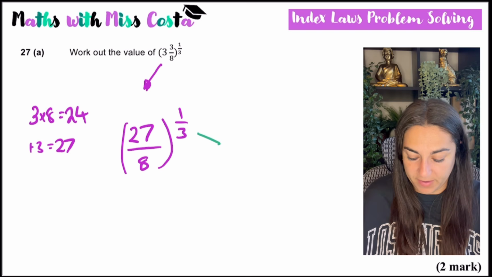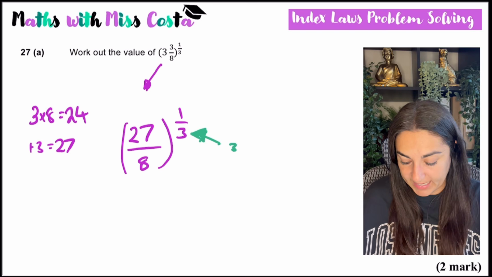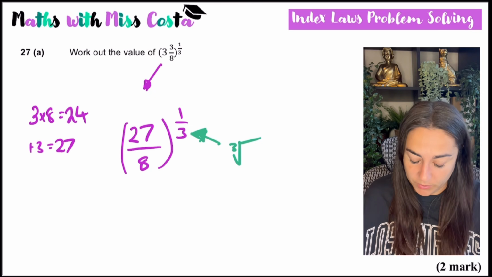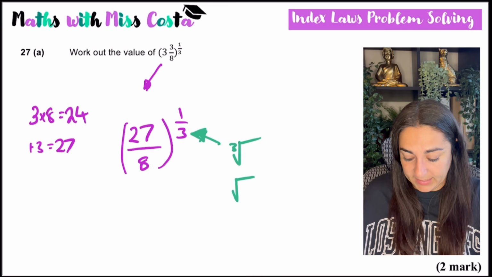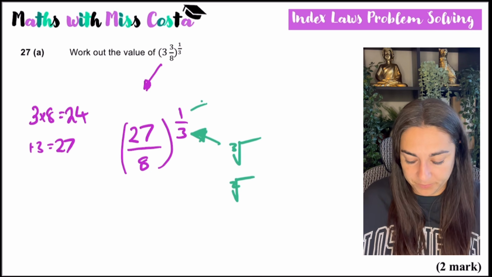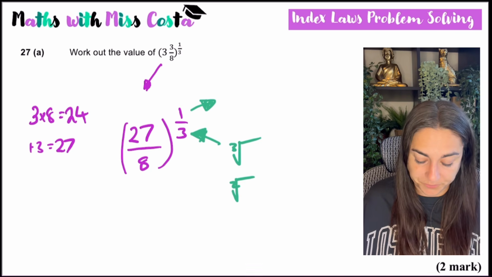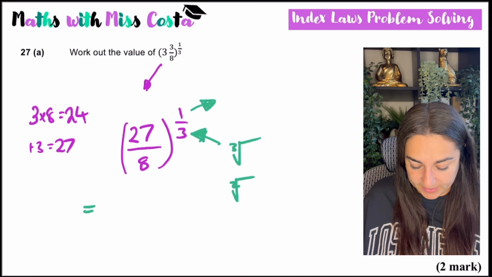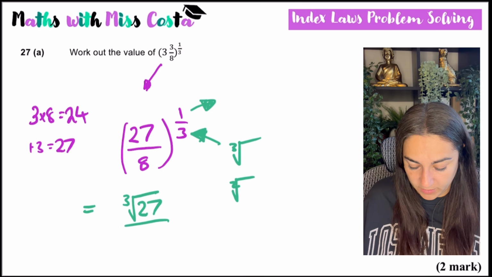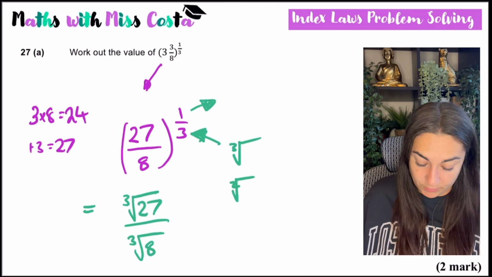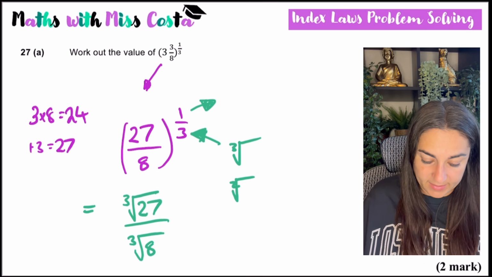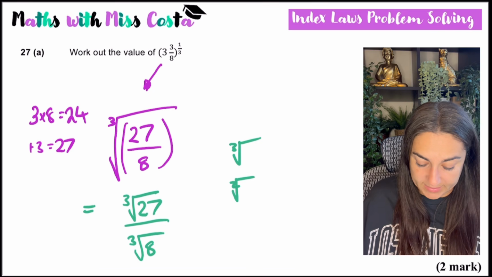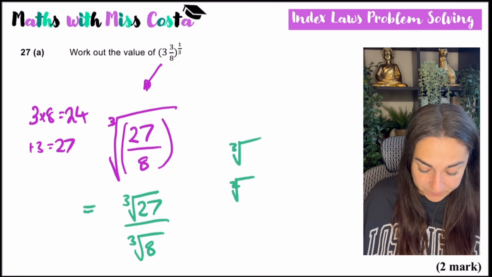Now, what does to the power of a third mean? Remember, the denominator is what we're taking the root of. So to the power of 1 over 3, I want the cube root. If it was 1 over 2, it would be square root and so forth. And the numerator is what it's to the power of. Because it's 1, it's to the power of 1, which means it's just itself. So what does this actually mean? It means I want to work out what the cube root of 27 and the cube root of 8 is. All of this to the power of a third is the same as saying the whole thing is to the root 3.